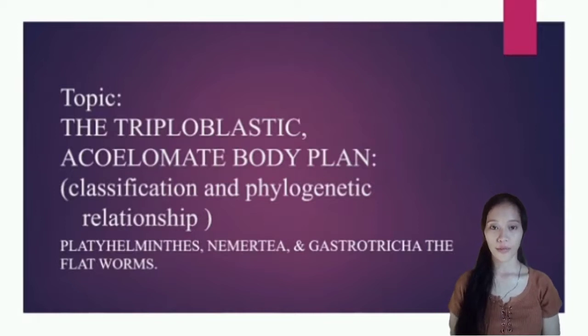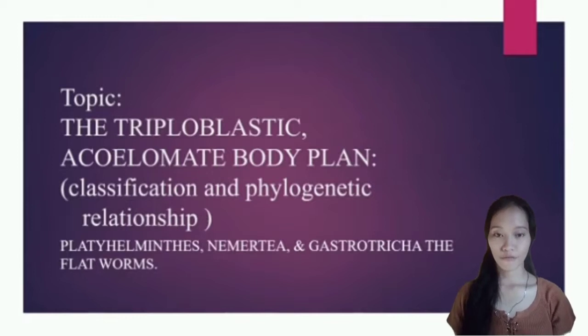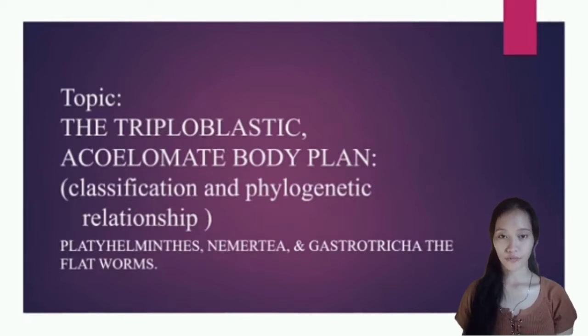I will tackle the acoelomate triploblastic body plan. First and foremost, there are three classifications of the acoelomate triploblastic body plan. These are Platyhelminthes, Nemertea, and Gastrotricha, the flatworms.